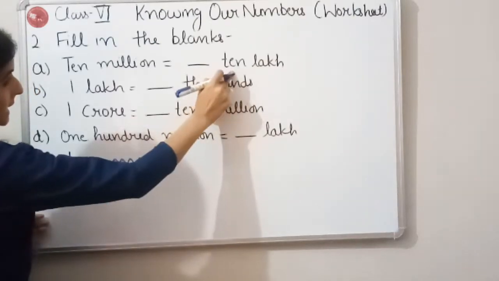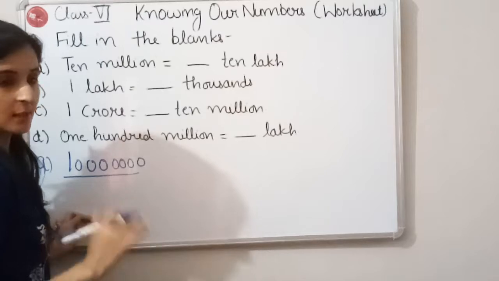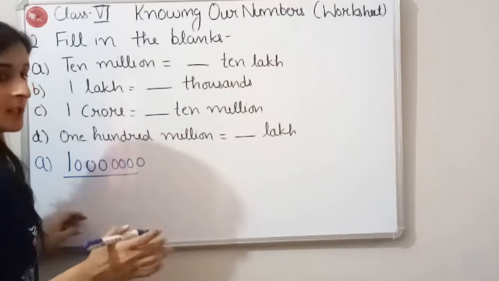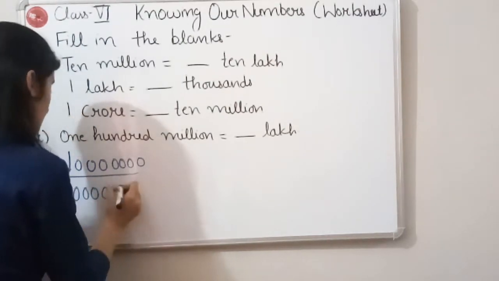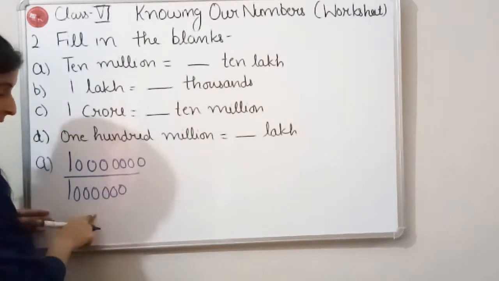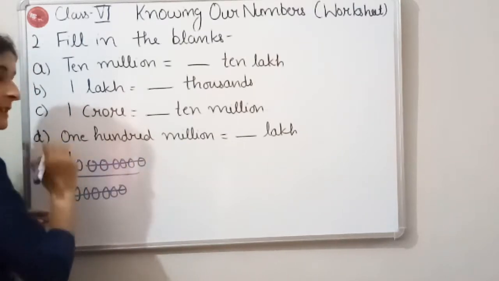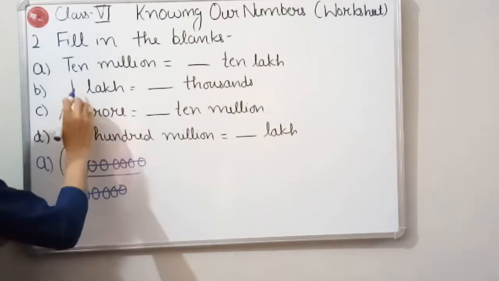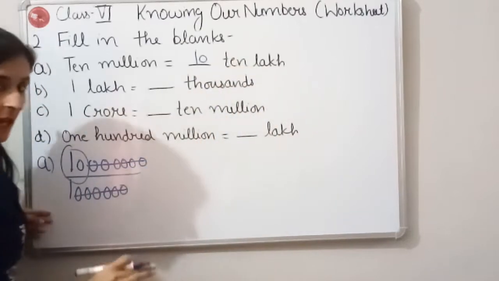Then it is 10 lakh. In lakh there are 5 zeros, so in 10 lakh there will be 6 zeros. There are 7 zeros and 6 zeros, so we can cut these 6 zeros with these 6 zeros. We will be left with this 10. So 10 million is equal to 10 lakh.